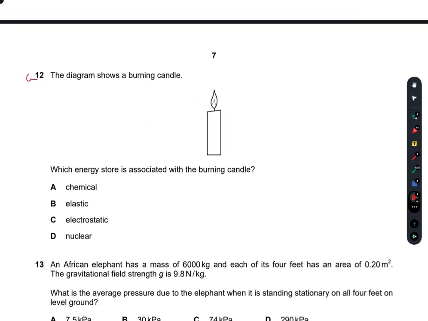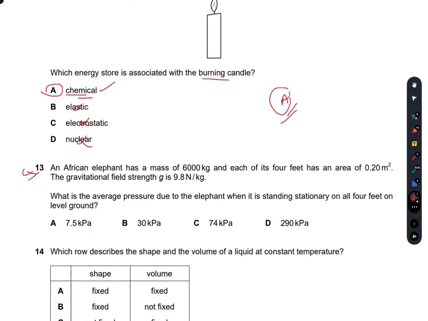Question number 12, very very easy question. The diagram shows a burning candle. Now which energy store is associated with the burning candle? It is the chemical energy which is transforming into heat energy. Not elastic, not electrostatic, not nuclear. So A is the right option. Question number 13, again very easy one.